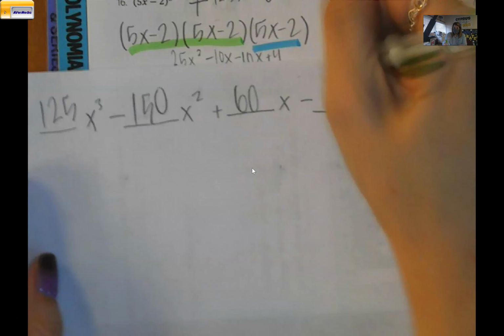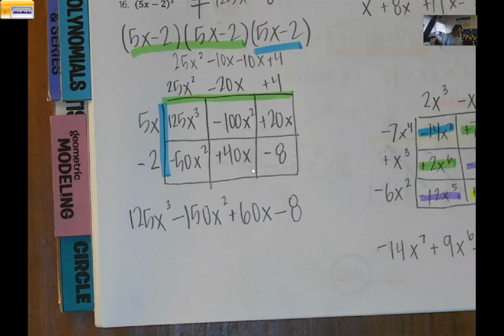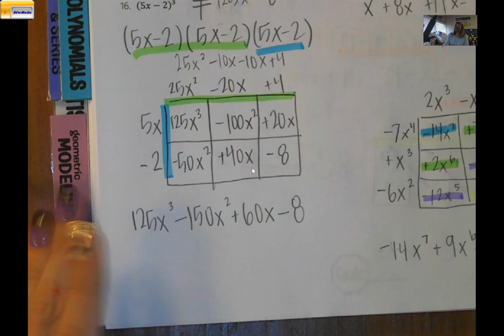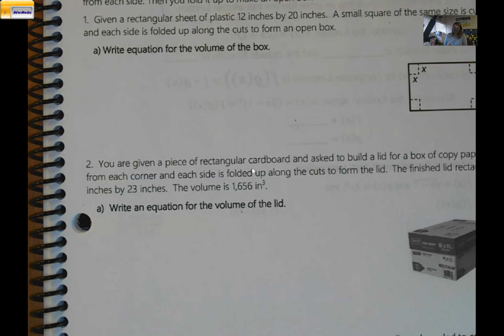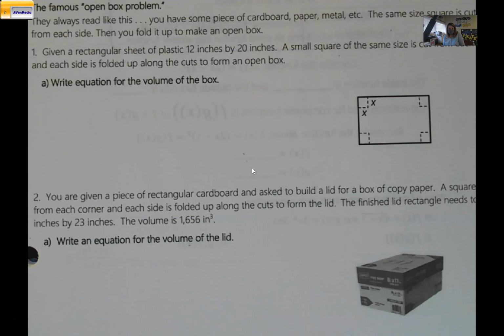Okay, one more idea, and it's related to this, and then you have the rest of the period to work on your quiz. So we just flip to this thing called the open box problem. So you have a rectangular sheet of plastic that's 12 inches by 20 inches. A small square of the same size is cut, and each is folded up along the cuts to form an open box.